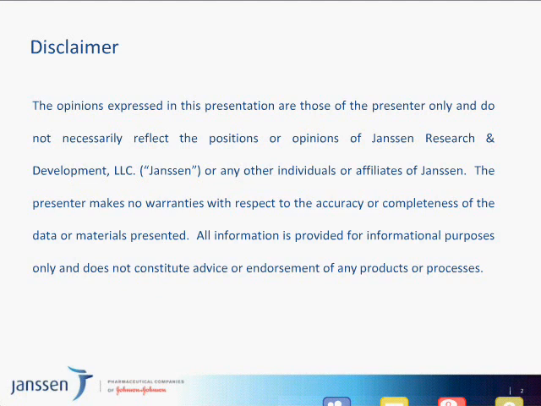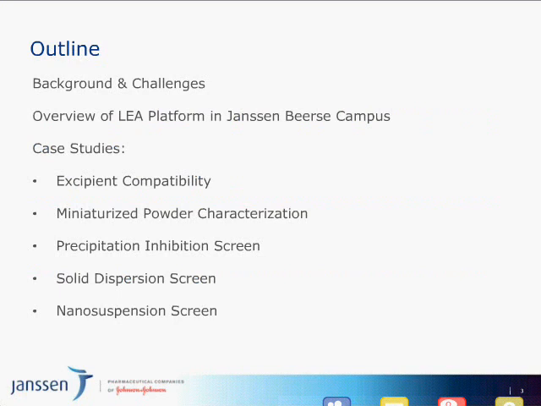So here is the outline. First, we will have the background and challenges. Then I will give you an overview of the LEA platform in Janssen Beerse's campus. For case studies, I will walk you through the excipient compatibility studies. And my colleague, Julie, will walk you through the pH screen, solid dispersion screen, and nanosuspension screens. Those are the key screens we handle for the poorly water-soluble compounds.